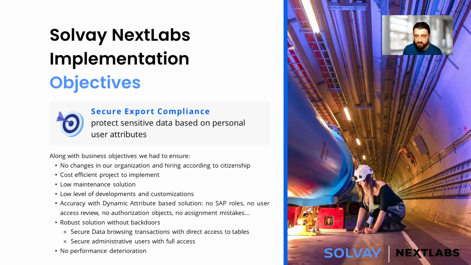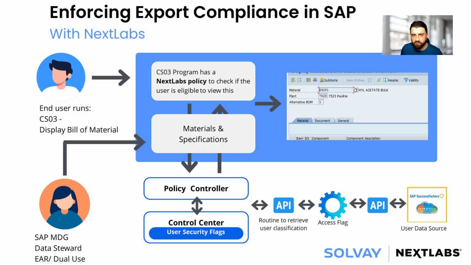We didn't want to impact the user experience in a negative way. Okay, now about the small diagram here about our implementation itself, how it's working in Solvay for DAE. So what we have here, just an example, is an end user accessing CS03, display bill of material. And then the objects behind CS03, for example, the bill of material, line item, table, and the fields, are considered protected.